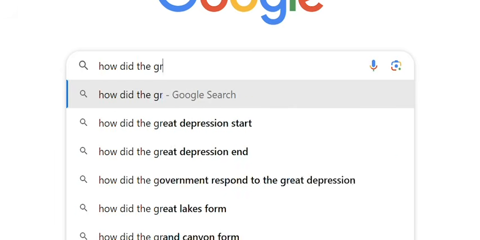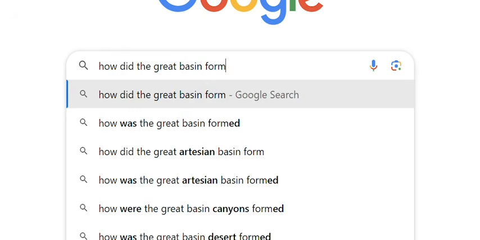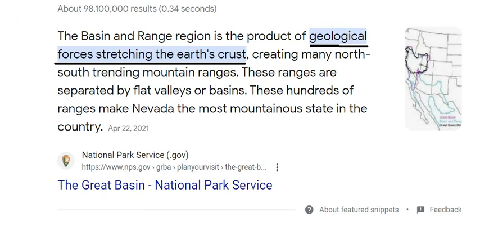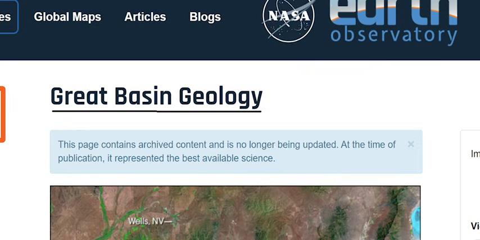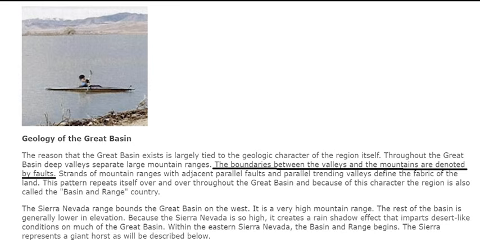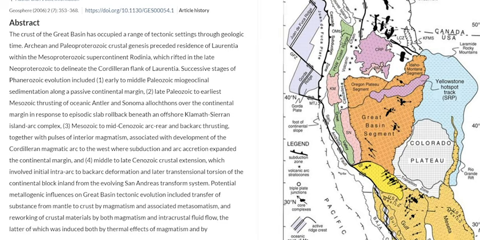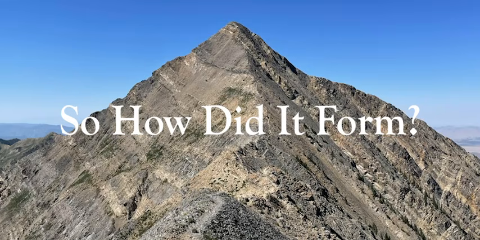So I started off with a simple Google search saying, how did the Great Basin form? But this yielded answers like, from the crust stretching, and this one didn't even have any answers, and this also said the crust stretching, and this one had the right idea, but it was way too wordy. So I decided to ask some local scholars at my local university, hey, how did the Great Basin actually form? And this is what I discovered.